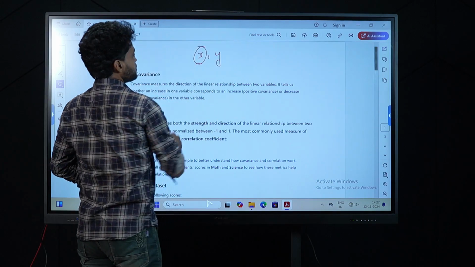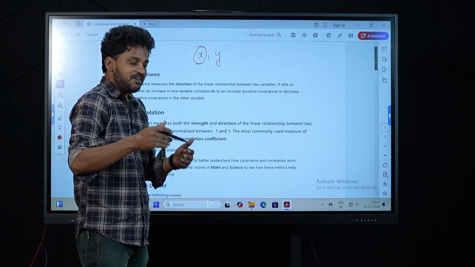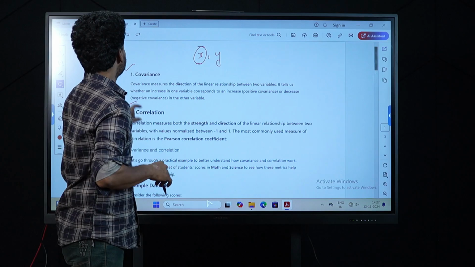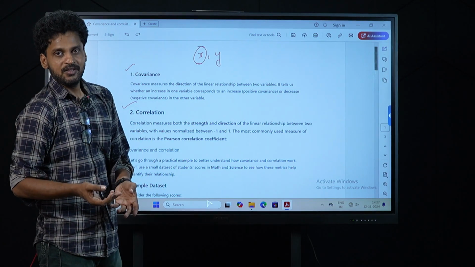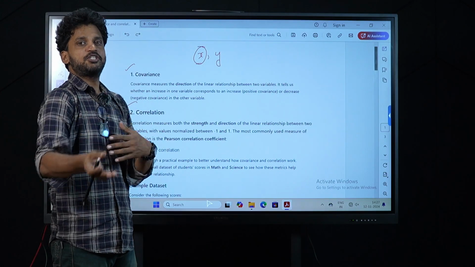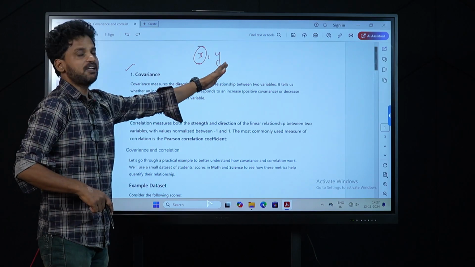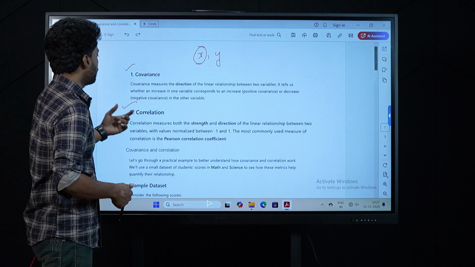If x is changing, how is y changing? The impact of the change in x on y is called covariance. If x is increasing, what is happening to y? How strong is this relationship? Is it positive or negative? That exactly is the covariance. How y is being affected, or rather, if y is changing, how x is being affected. That is the covariance.